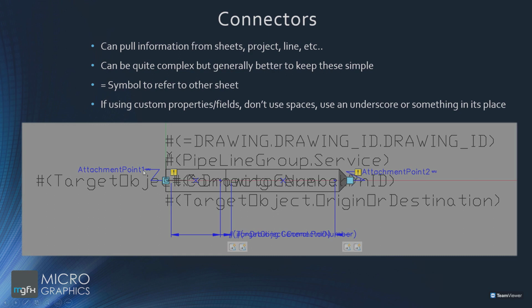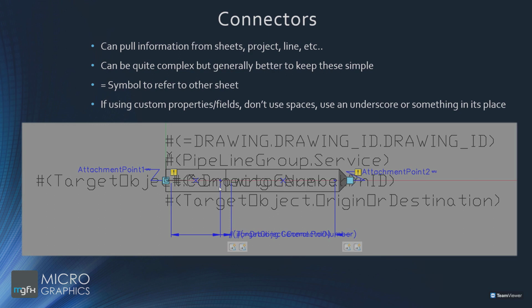You'll also notice that it's got attachment point 1 and attachment point 2, but it doesn't have the encodes on it because of the way that they work. But don't worry about that, more in a sec. So with our connectors, we can also pull information across sheets from our project lines, wherever we want in the project, as long as it's been listed.